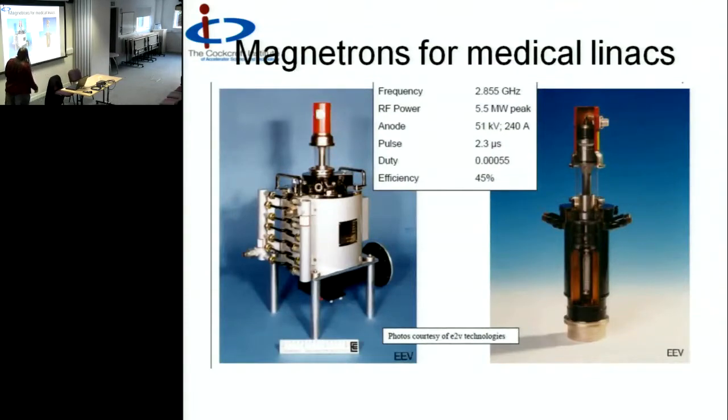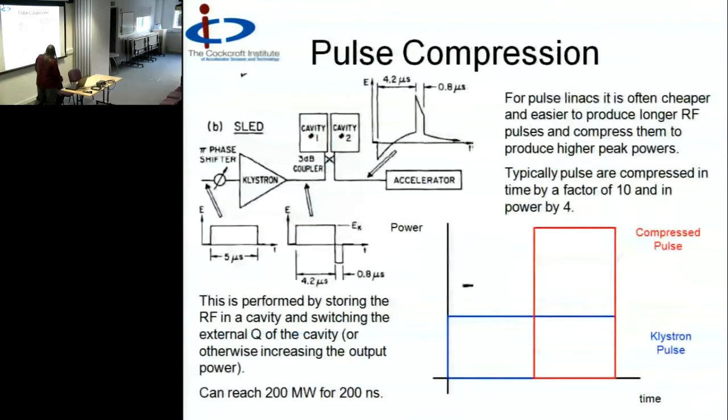So here's a medical Linac one here from E2V. It's a 3 gigahertz one, 5.5 megawatts, 50 kV, so it's less than the Klystron, 2.3 pulse duration, 45% efficiency. It's a nice, rugged system. They don't break very often, and they're really cheap. So the last slide I want to talk about is pulse compression.